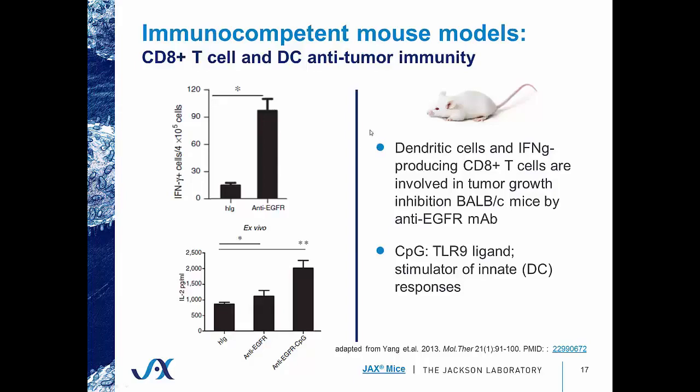And then finally, they wanted to know whether or not dendritic cells are playing a role in the anti-tumor immunity. So what they did is they conjugated CpG motif, which is a TLR9 ligand, and it stimulates dendritic cell responses. So when they administered their therapeutic antibody conjugated to their CpG, they see higher levels of IL-2 production from dendritic cells, indicating that dendritic cells are also playing a role in this anti-tumor immunity. Together, this data demonstrates that immune cell populations in BALB/c mice are functional and can be used to assess the efficacy and mechanism of therapeutic antibodies.